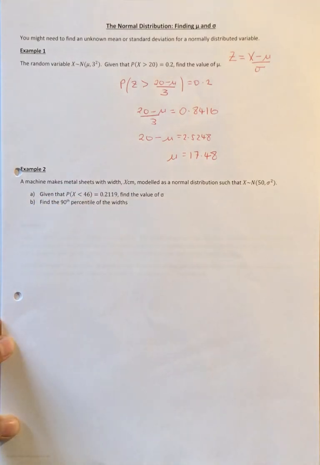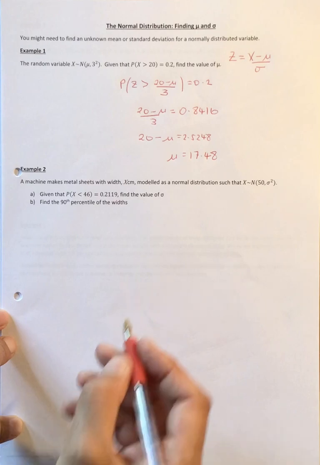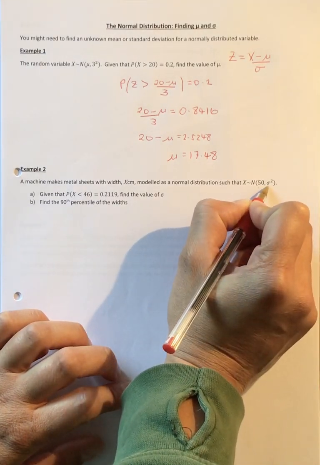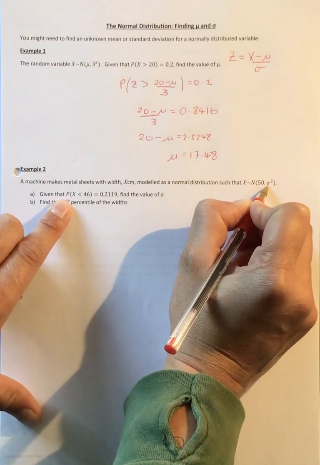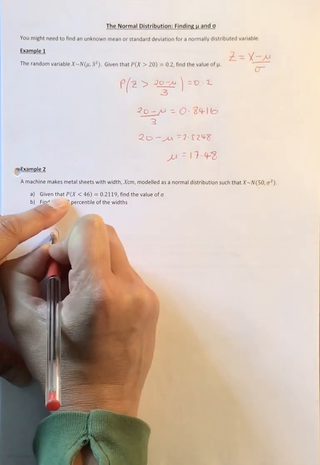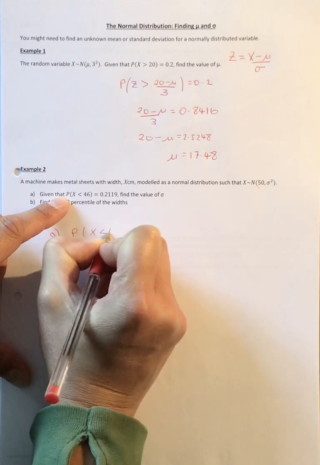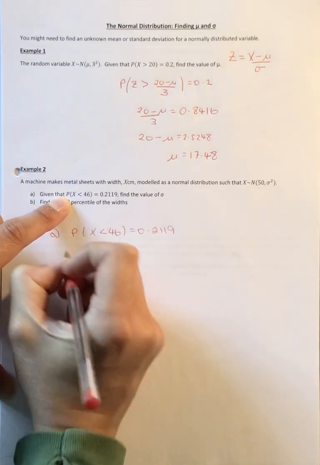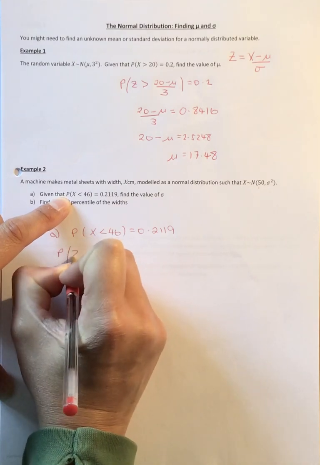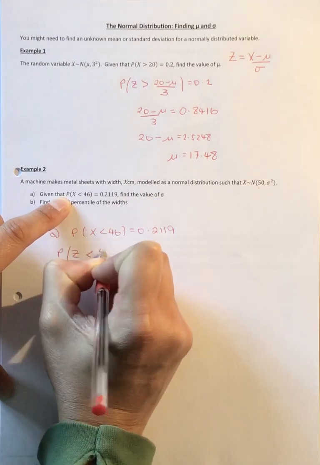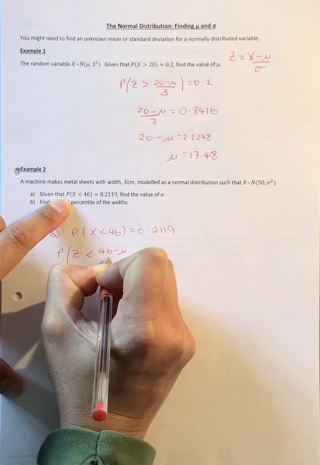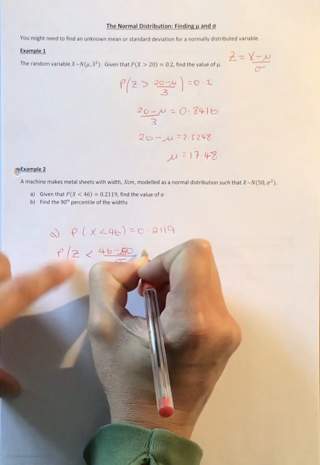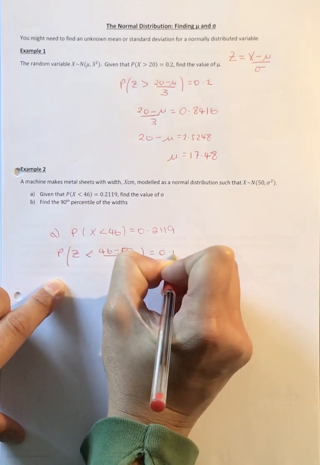Okay, example 2. In this case, we're told the mean and we need to find the standard deviation. And we're told that the probability that x is less than 46 is 0.2119. So let's standardise this. So that tells me the probability that z is less than 46 minus mu, which is 50, over sigma is 0.2119.